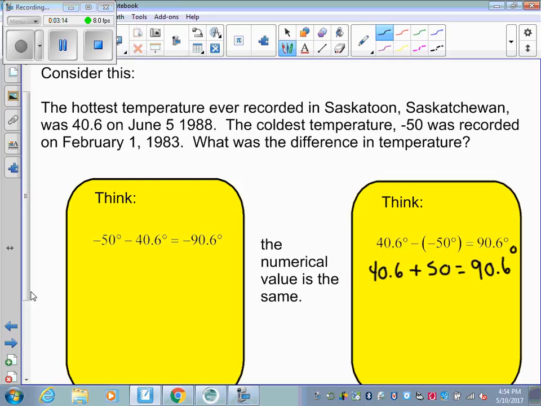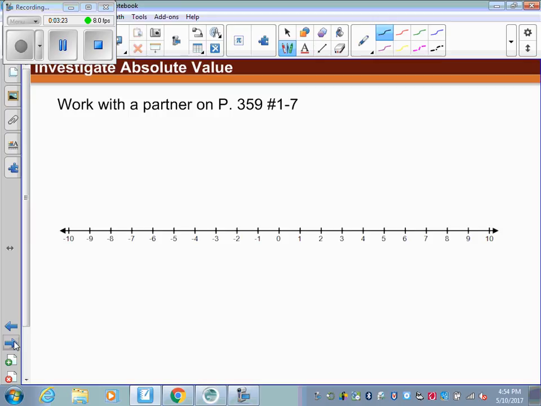So we want a way in math to describe the change in temperature without having to say it was negative 90 degrees apart. Okay? So at this point, you're going to work with a partner on page 359, number 1 to 7. Run through that example about talking about distances apart on a number line.